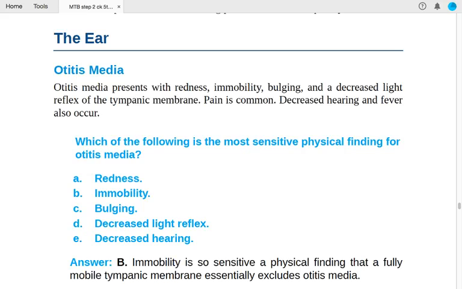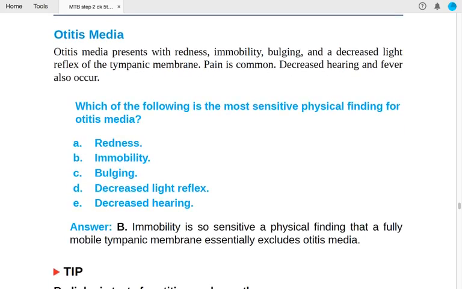So if there is hearing impairment, fever, and immobility, bulging and redness of the tympanic membrane, then of course you have to choose otitis media. Which of the following is the most sensitive physical finding for otitis media? The most important finding is tympanic membrane immobility. Immobility is so sensitive a physical finding that a fully mobile tympanic membrane essentially excludes otitis media. If you see a patient whose tympanic membrane is fully mobile, you will never say this is a case of otitis media. Alright?